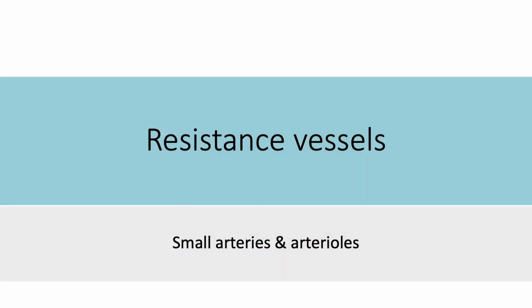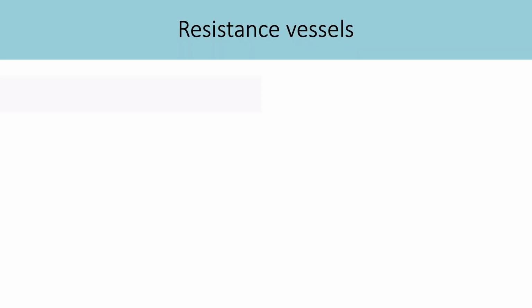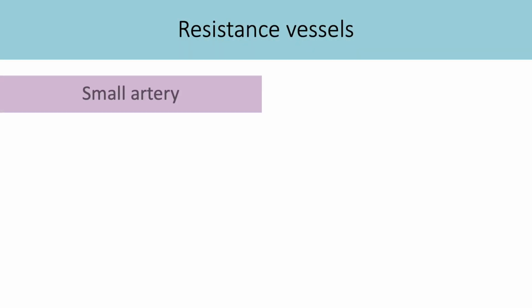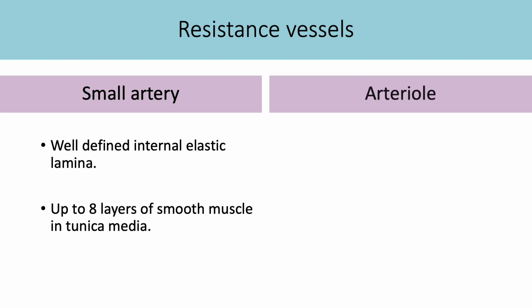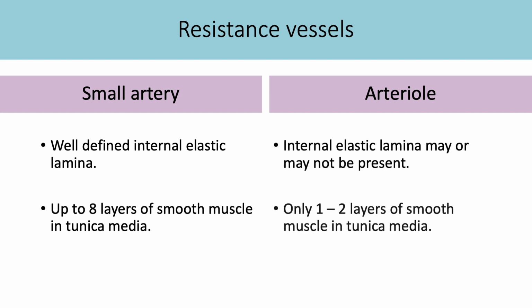Let's look into the features of resistance vessels. The small artery shows well-defined internal elastic lamina and up to 8 layers of smooth muscle fibers in its tunica media, whereas the arterioles show only 1 to 2 layers of smooth muscle in tunica media, and their internal elastic lamina may or may not be present.